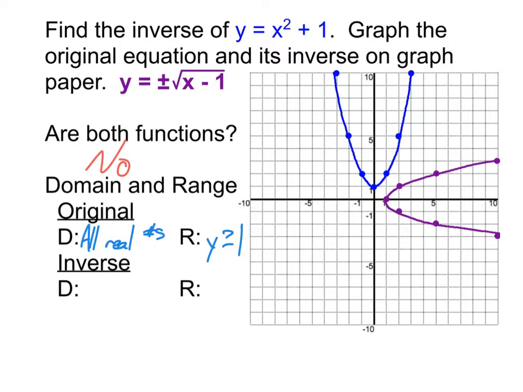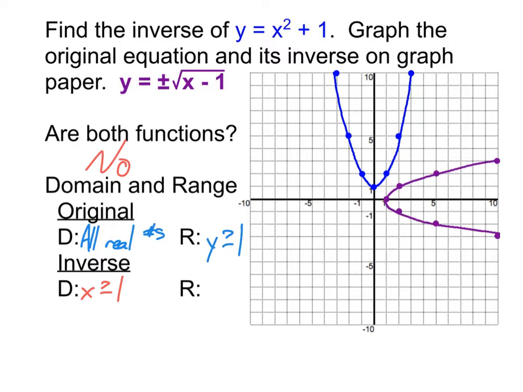Now let's do the same thing for the inverse. The domain of the inverse. Is that all real numbers? Well, it looks like it starts there and then goes to the right. It doesn't include anything to the left of that point, so it's not going to be all real numbers. My x values are only going to be greater than or equal to 1. Because you notice they start at 1 and then they go to the right from there.